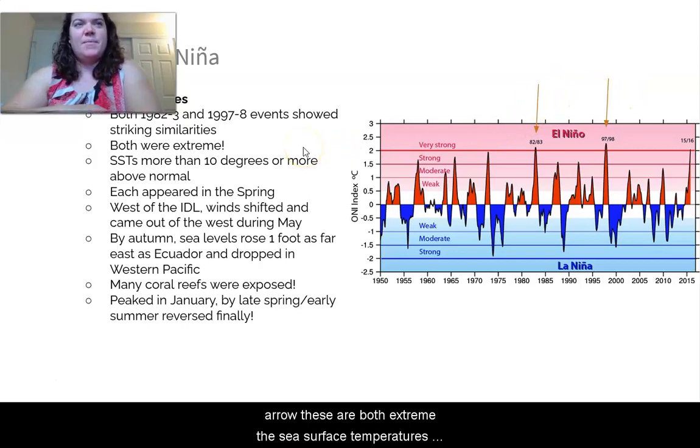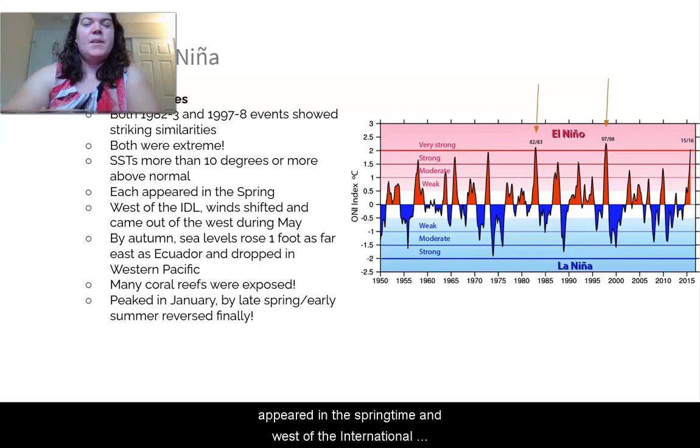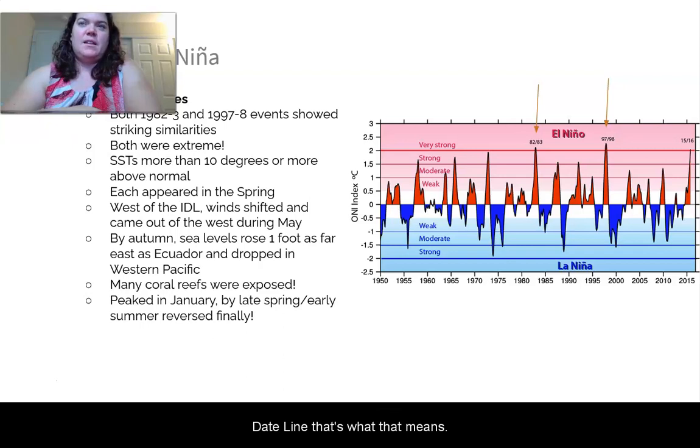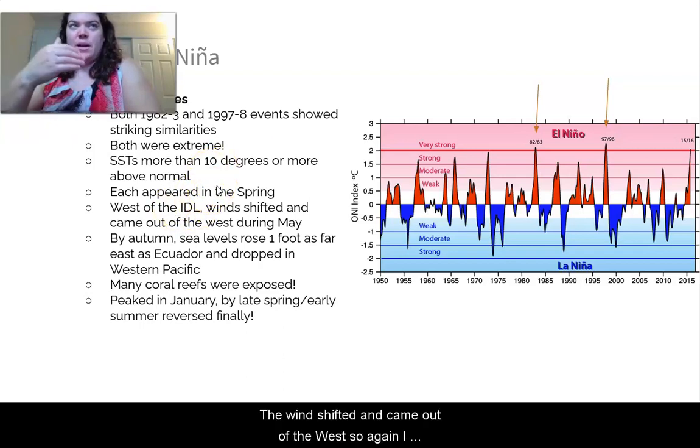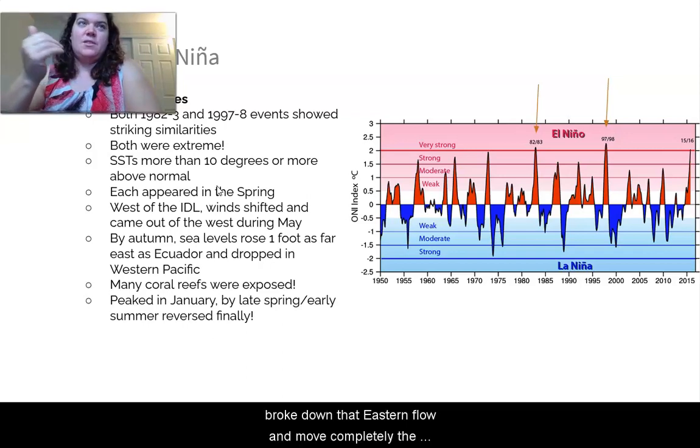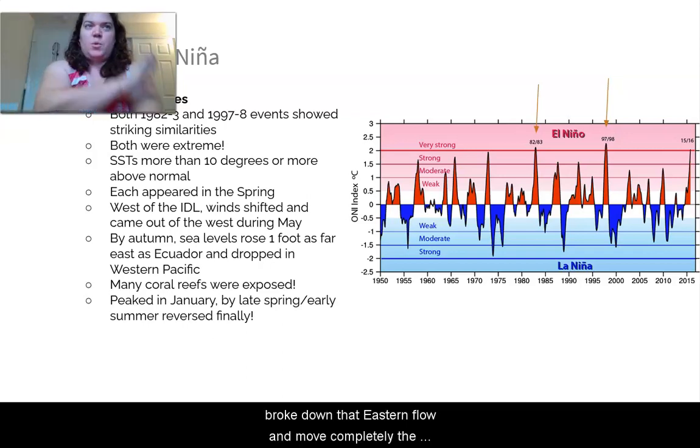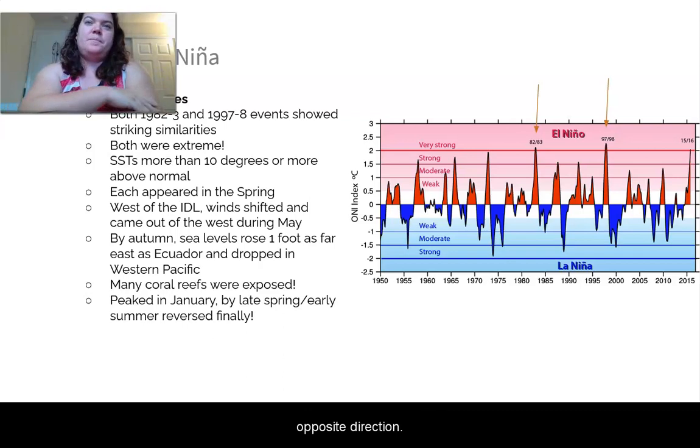These were both extreme. The sea surface temperatures were more than 10 degrees or more above normal. Each appeared in the springtime, and west of the international date line, that's what that means, the wind shifted and came out of the west. So again, it broke down that eastern flow and moved completely the opposite direction.